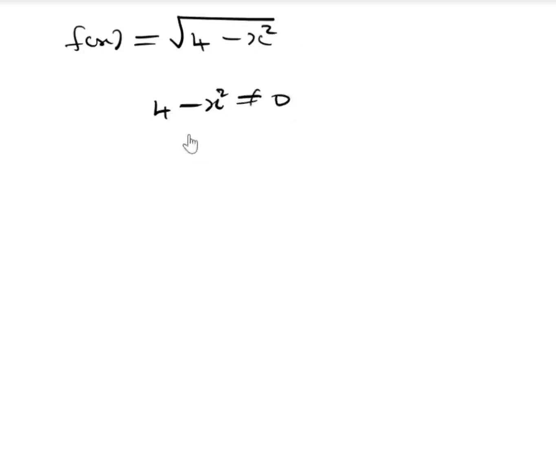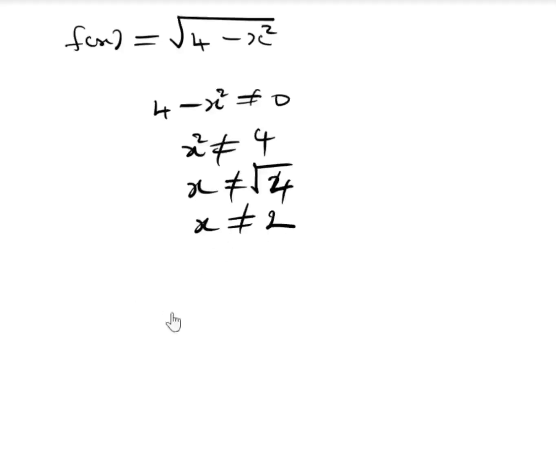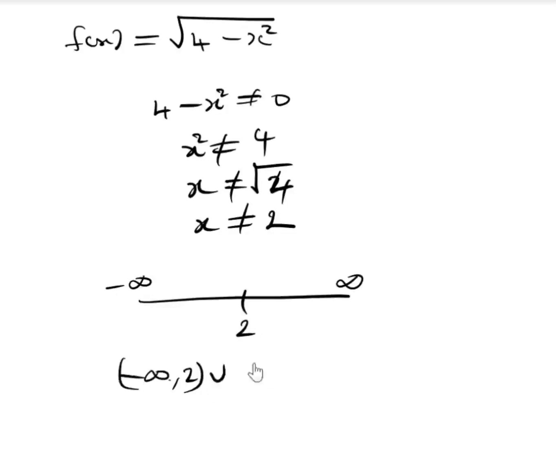The next example is if f of x is equal to square root of 4 minus x squared, and we should find the domain. To solve this, we have 4 minus x squared not equal to 0, and x squared will be not equal to 4, and x is the square root of 4 rather. x is not equal to 2. Therefore, the domain will be minus infinity to 2, union 2 to infinity.